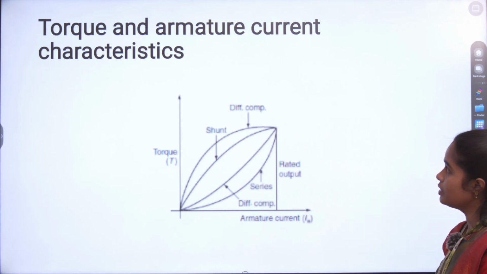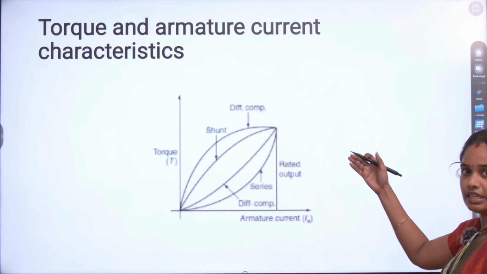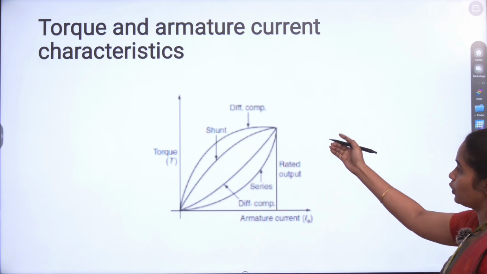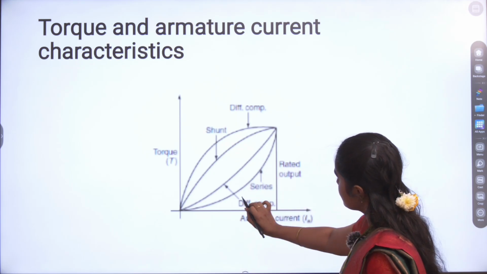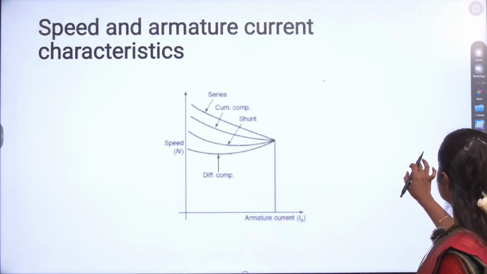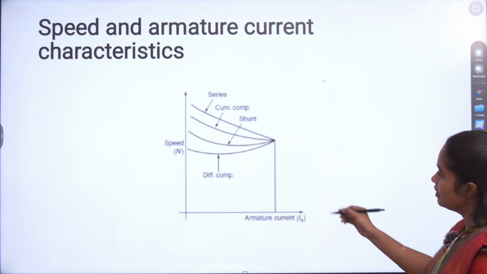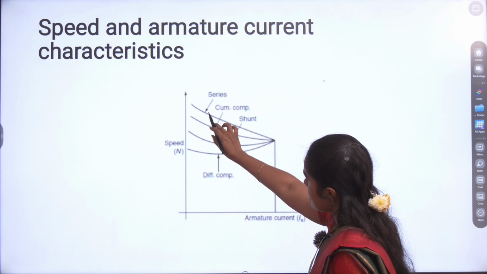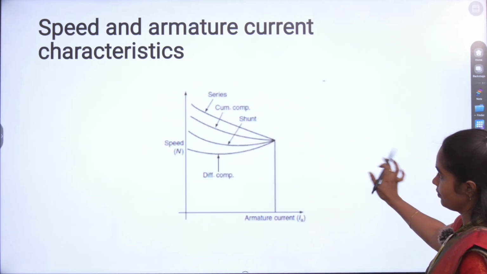And torque and armature current characteristic. It's a combination of three motors, that means series, shunt and compound motor. The first one is the series motor and this one is the shunt motor. And next, speed and armature current characteristic. So this is a series motor and this one is a shunt motor.